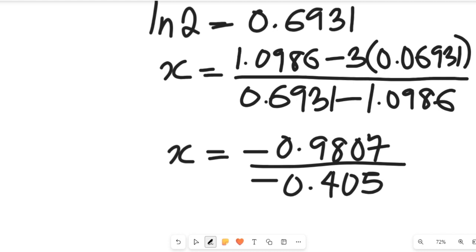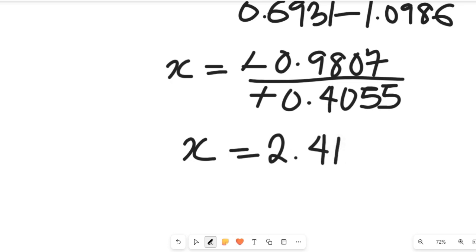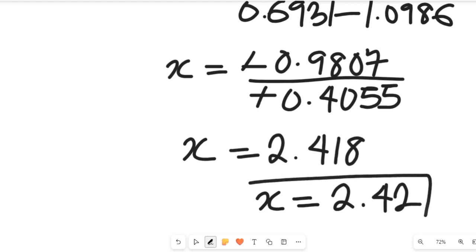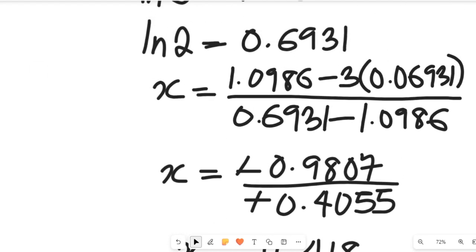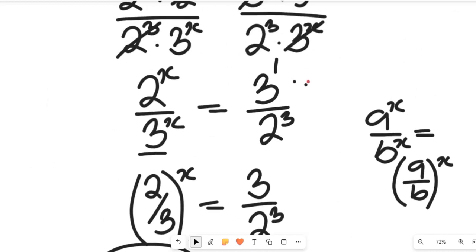If we simplify this, the negatives will clear, and then the value of x will be equal to this value divided by this value, which will give us 2.418. So our value for x approximately will be equal to 2.42. So the value of x equal to 2.42 is the solution that satisfies that exponential equation found up there.